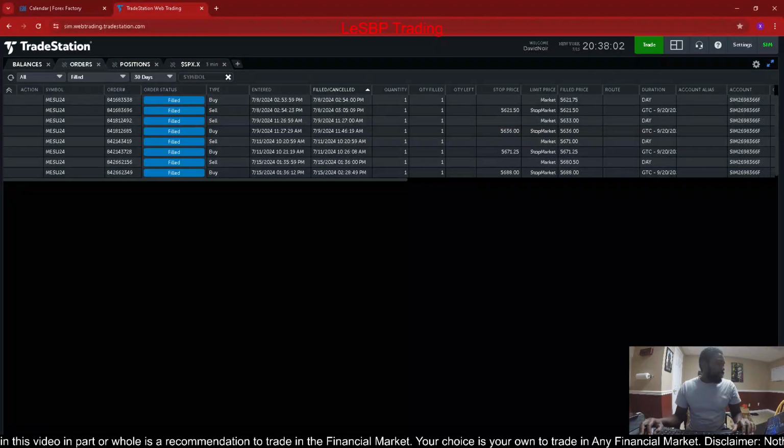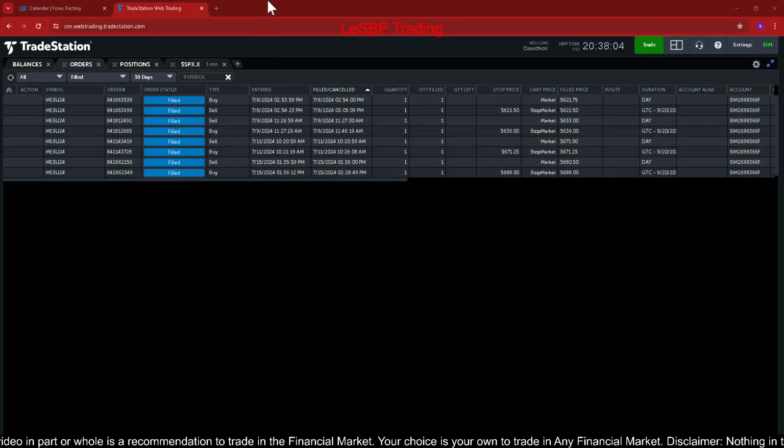Either way, let's see. Right here we have the 15th, which is today. We only took one trade today. Like I said, I did make some changes.